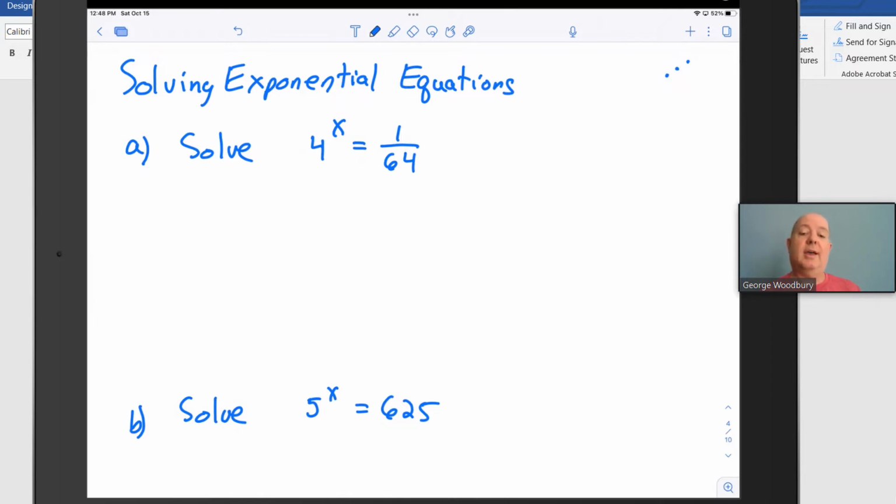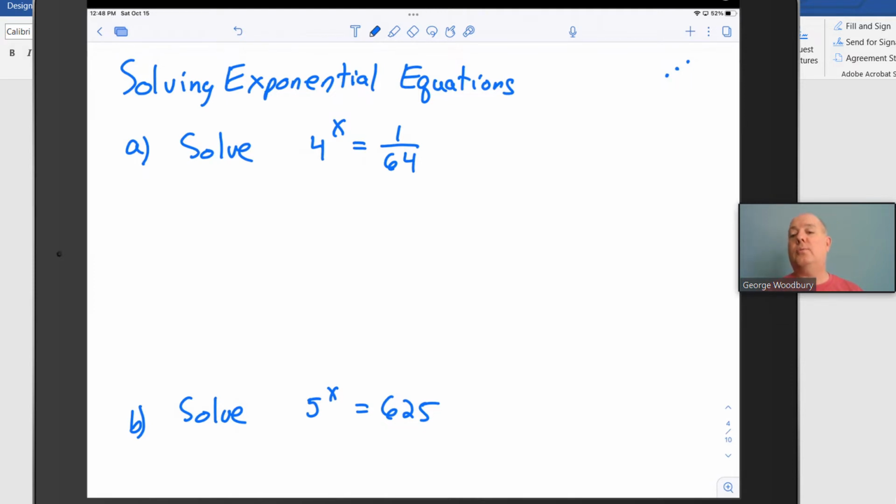On this screen I have two exponential equations where we're going to rewrite the right-hand side in terms of the base on the left-hand side. And at that point, we can use the one-to-one principle of exponential functions. If the two functions are equal, the exponents must be equal as well. And then we'll convert it to an equation involving just the exponent.